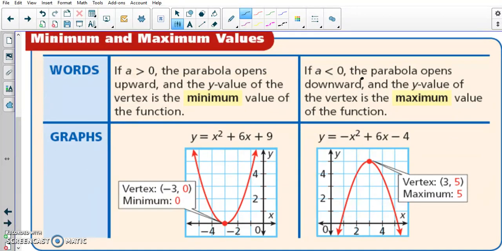This one has a minimum, which is 0. That is the lowest point on the graph. This vertex is 3, 5. It is a maximum. It is the highest point on the graph. So a vertex will either be a minimum or a maximum. If the graph opens up, minimum. Graph opens down, maximum.